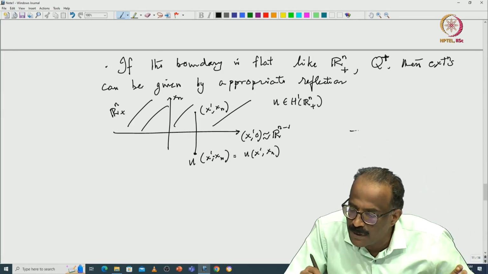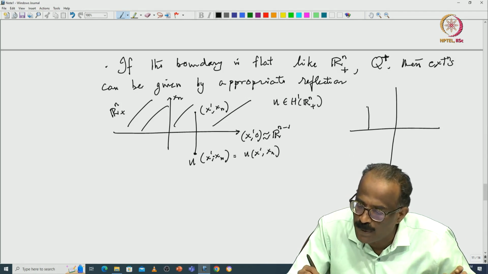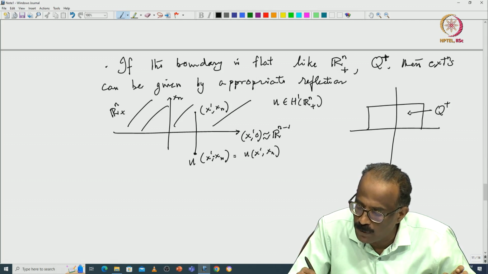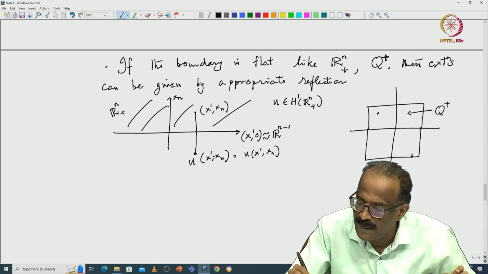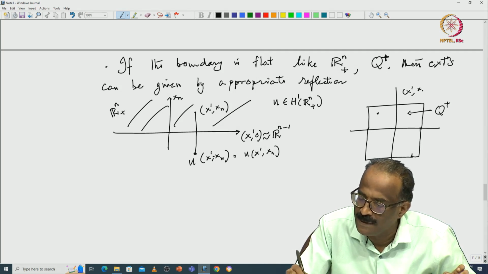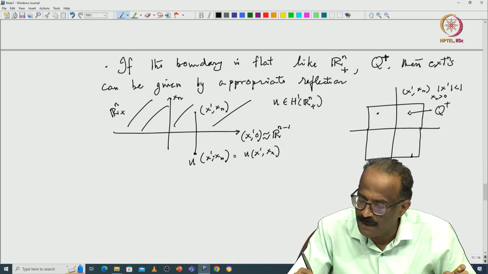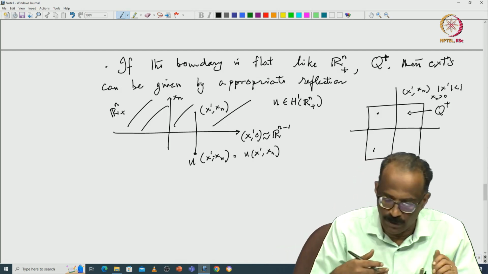This is the same thing with Q plus, which is the upper half of the full Q, because you will be using these spaces. That means any point (x prime, xn) with mod x prime less than 1 and xn positive. So you can do the same reflection here and define the values, so you can get the extensions in the domain.